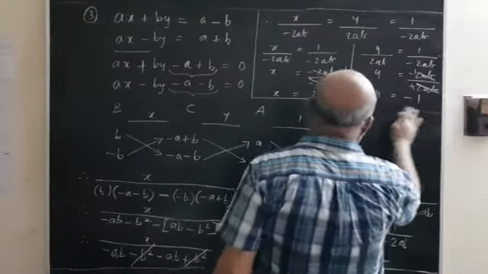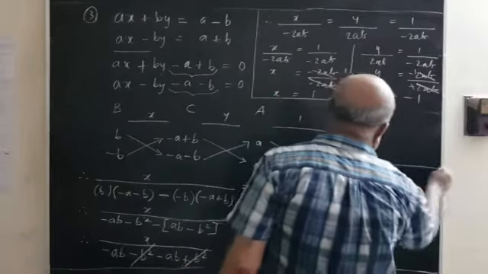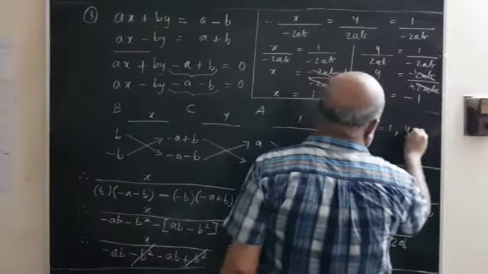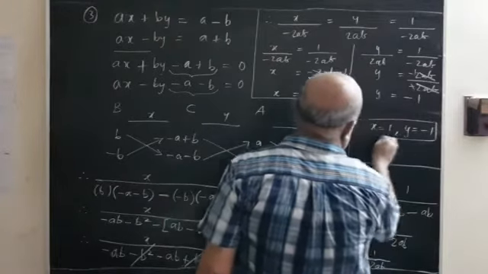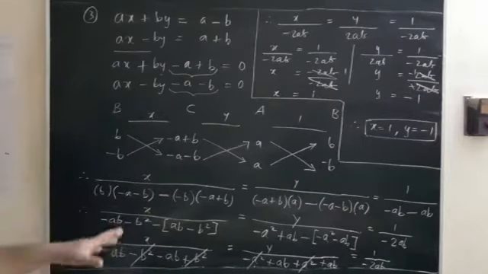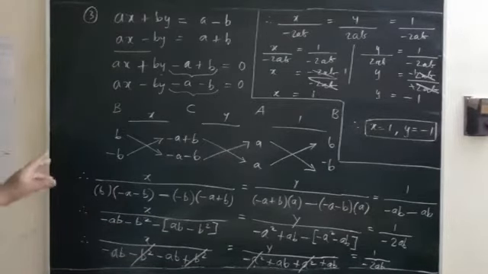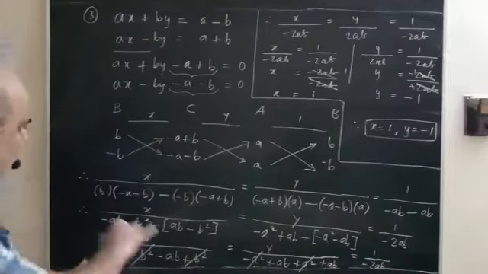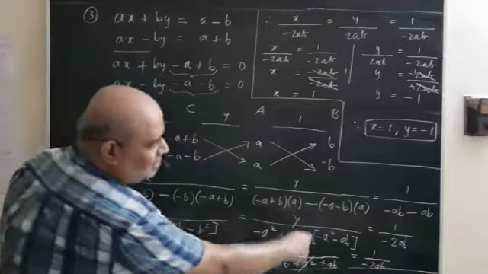Therefore, the final result will be, therefore, x is equal to 1, y is equal to minus 1. That is the answer to this question. Okay, as you can see, it's a bit complicated because instead of dealing with numbers, we are dealing with constants, and you have to be very careful when doing the algebra here.